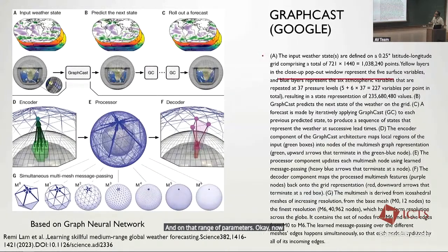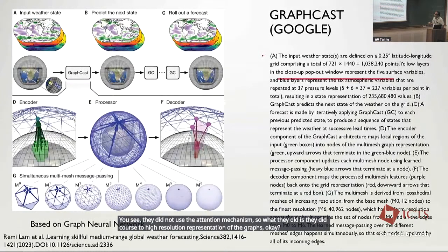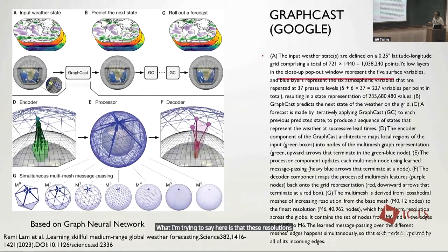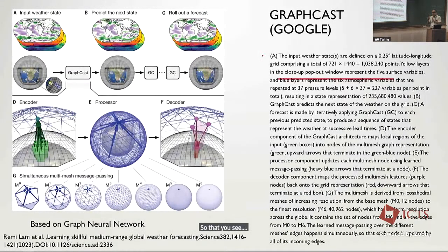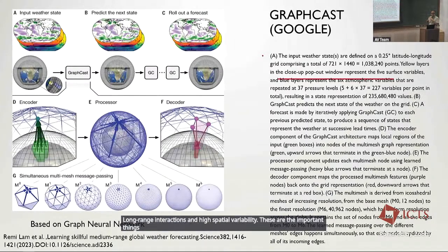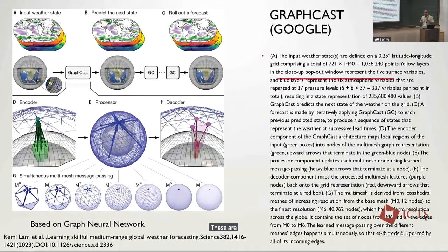Now the point here is, they did not use the attention mechanism. They used a coarse to high resolution representation of the graphs. What I am trying to say is that each resolution derives different relationships, and finally they get the forecast. In the decoder, you are mixing that information and turning it back to the grid. So you see multiple patterns, long range interactions, and high spatial variability. These are the important things, even when doing it in a highly scalable and fast manner, irrespective of the data, from language to computer vision to meteorological data.